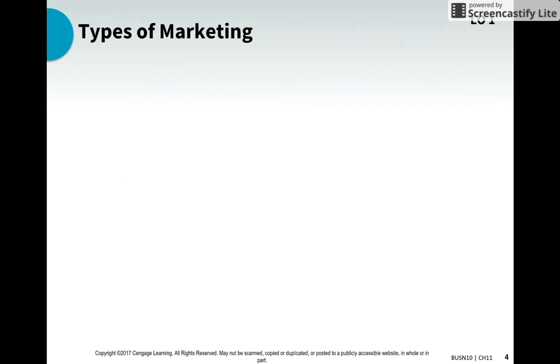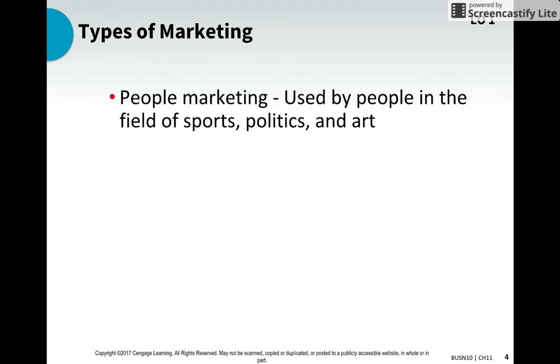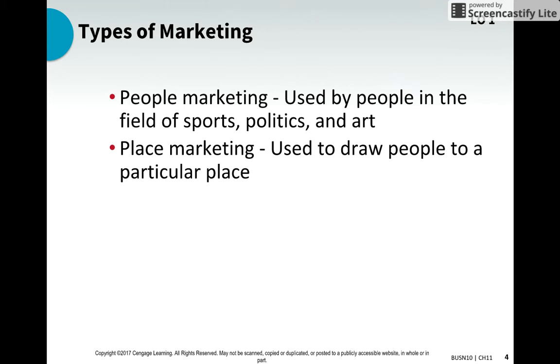All right, so there are different types of marketing that we'll go into. The first one is people marketing, and that is used by people in the fields of sports, politics, and arts. There's also place marketing, so that is used to draw people to a particular place. So when it comes to that, that's like drawing them to a store, drawing them to your website, so drawing in the crowds to a specific place that you want them to. So it doesn't necessarily have to be a physical place.